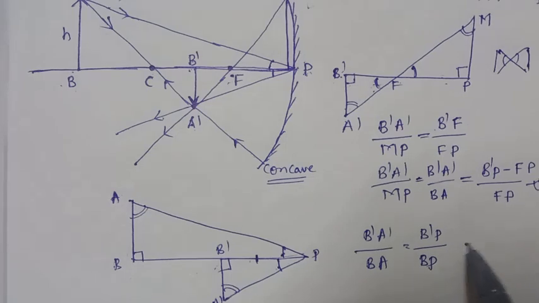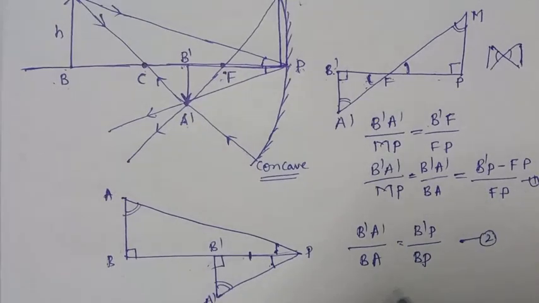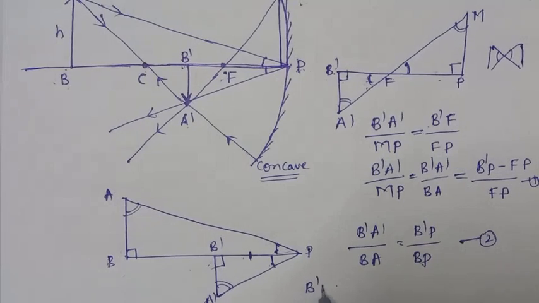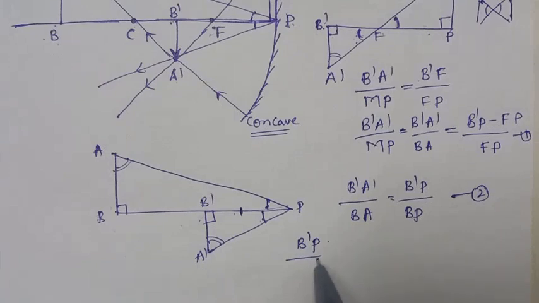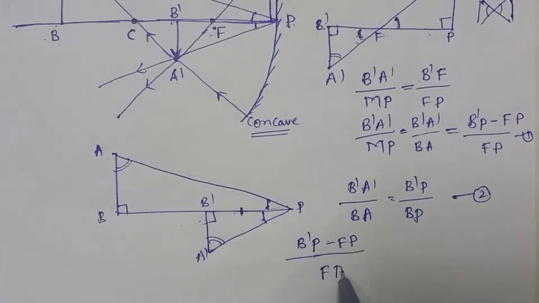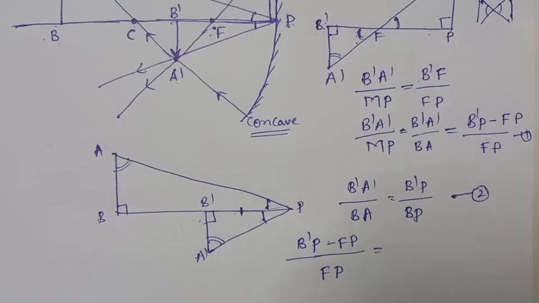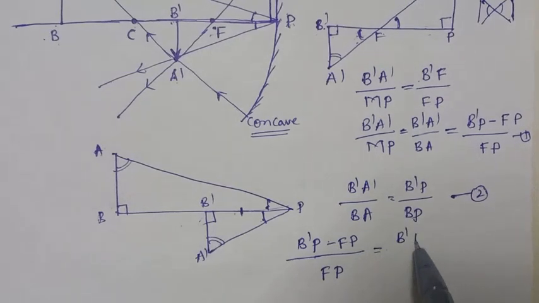So from this equation 1 and 2 you can observe these two. So you are equating these two, we are getting b dash p minus fp by fp is equal to b dash p by bp.